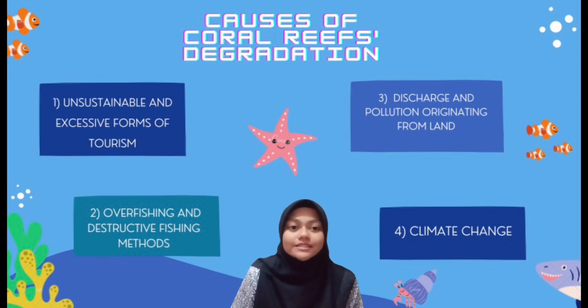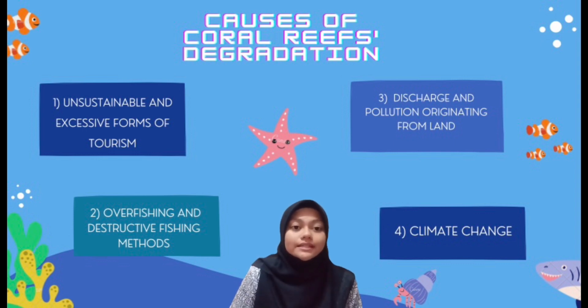The third factor is discharge and pollution originating from land. Industrial waste, household garbage, agriculture sources, and forestry inflict significant damage to coral reef. This makes the water column high in turbidity, which prevents coral reef from catching the sunlight. It slows the growth of coral reef and makes them more susceptible to disease.